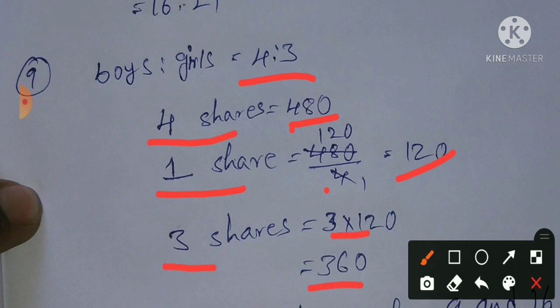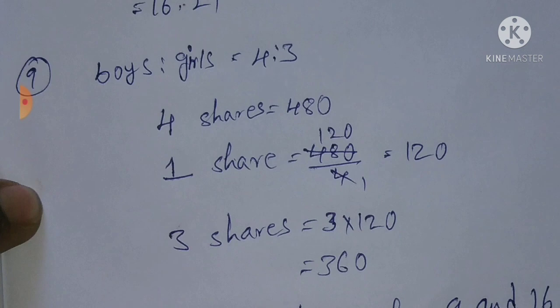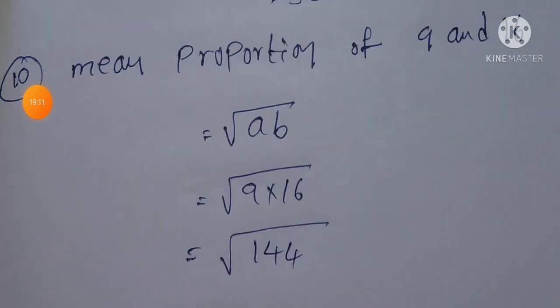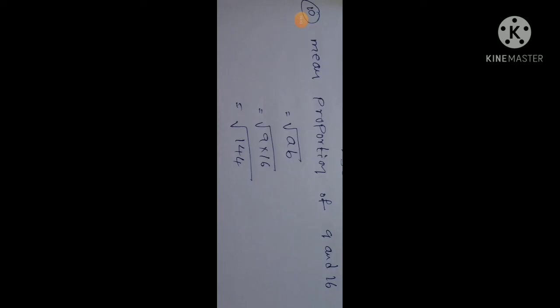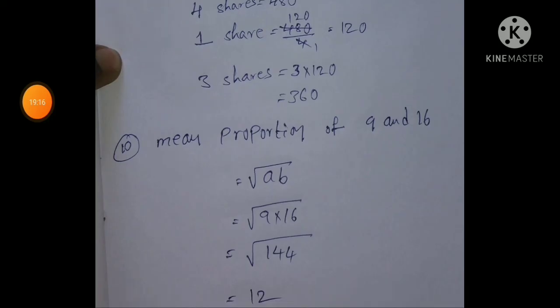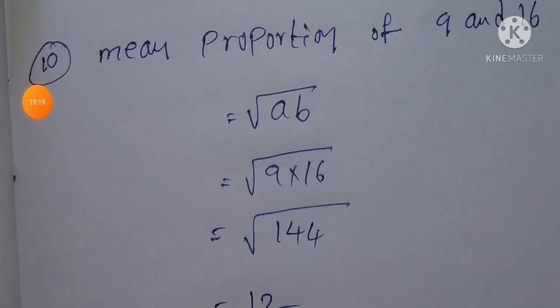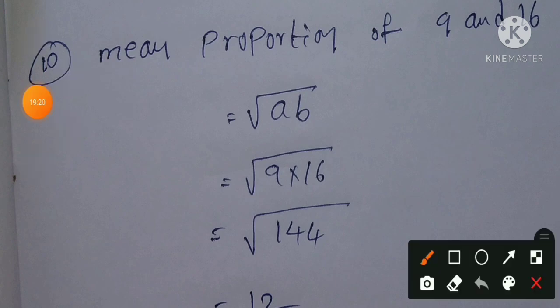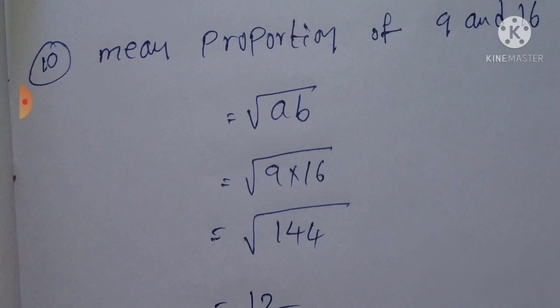Find the mean proportion of 9 and 16. So the formula we have here is root of AB, that equals root of 9 into 16, that is 9 6s are 54, 9 1s are 9, 144. Root 144 value is 12. Okay, the mean proportion of 9 and 16 is nothing but 12.